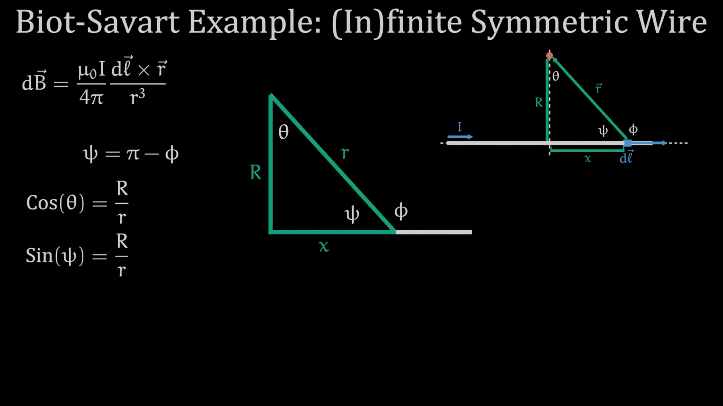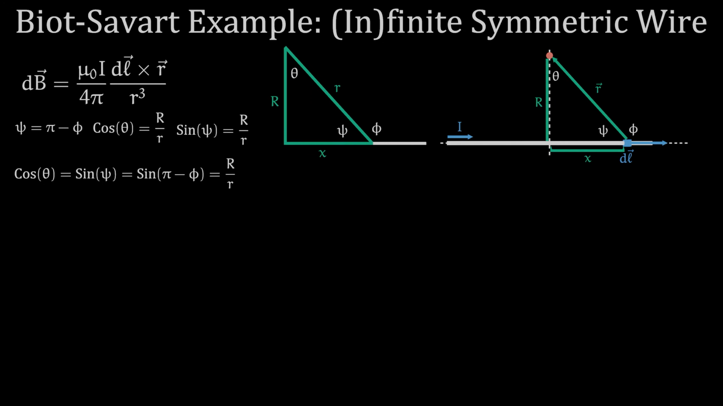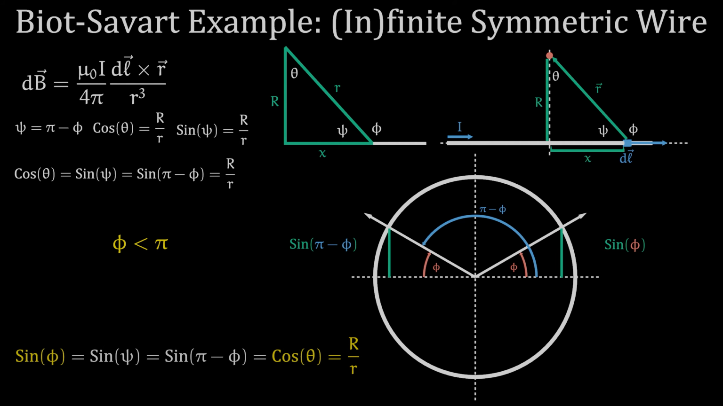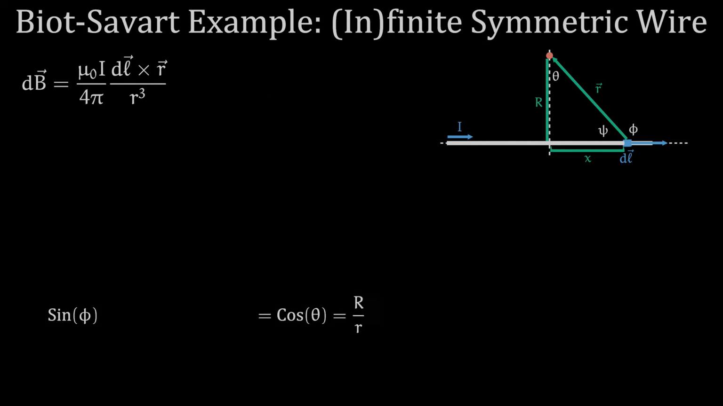If we now take a look at a unit circle, we can understand the sine of an angle to be measuring the y-coordinate, or the height or vertical length of the green bar here. If we put angle pi minus phi on the unit circle, and look at the sine of that, we see that it is the exact same value, as long as we put a constraint that phi is less than pi. What this means is that as long as the constraint holds, the sine of phi is equal to the sine of pi minus phi, which we've already shown is equal to the cosine of theta. That's the most important result from all of this. The sine of phi is equal to the cosine of theta, which is equal to capital R over r.